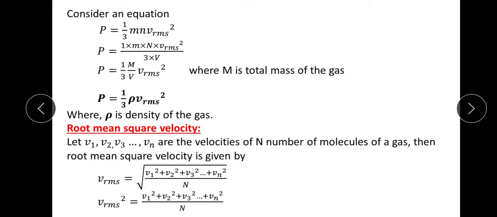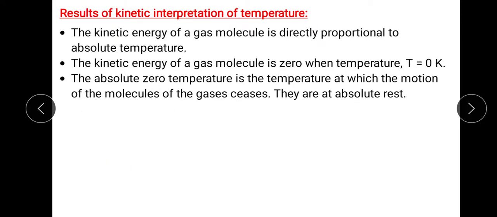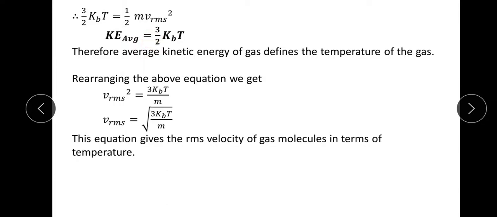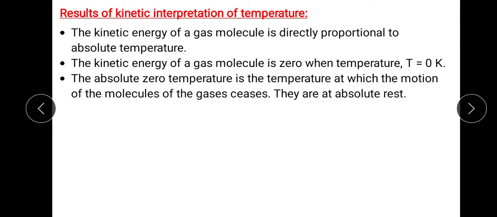So we have defined the absolute temperature in one more way now. The absolute 0 temperature is the temperature at which the motion of the molecules of the gas ceases. They are at absolute rest. Fine. In this class, we have derived the expression for the pressure of a gas in a container, and then we have written an equation relating the kinetic energy of gas molecules with the temperature, and we have written the results of this kinetic interpretation of the temperature. In the next class, we'll be learning some more concepts of kinetic theory. Until then, thank you.